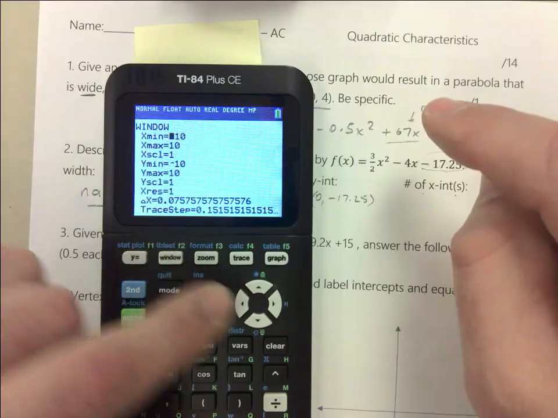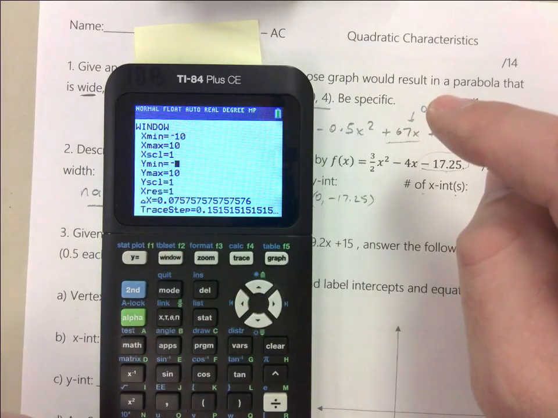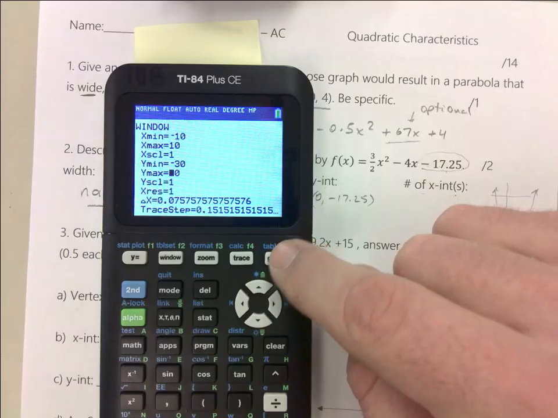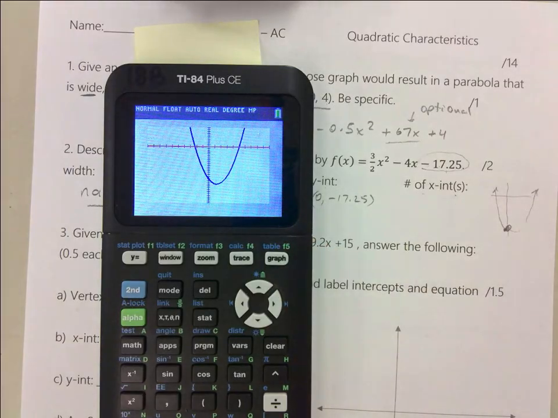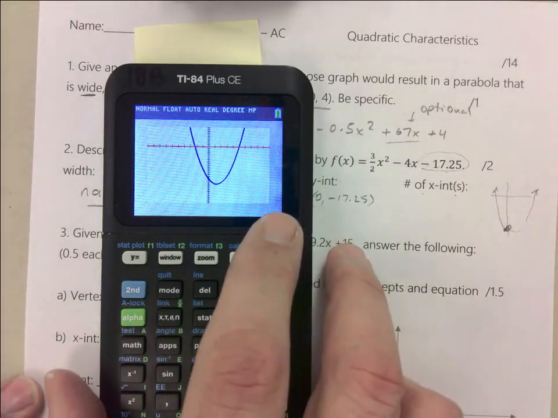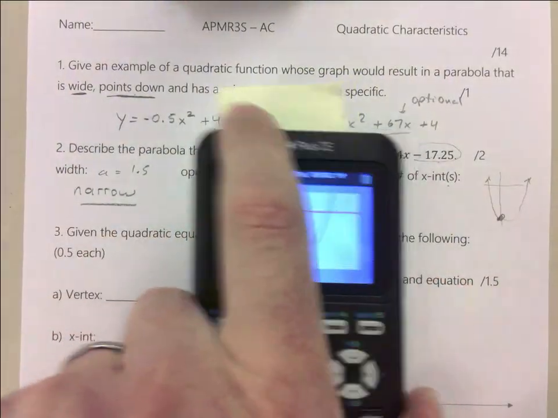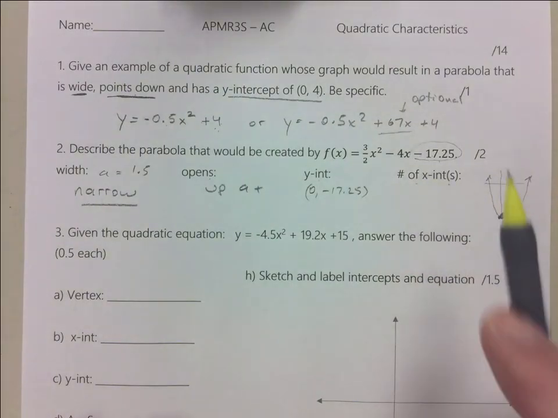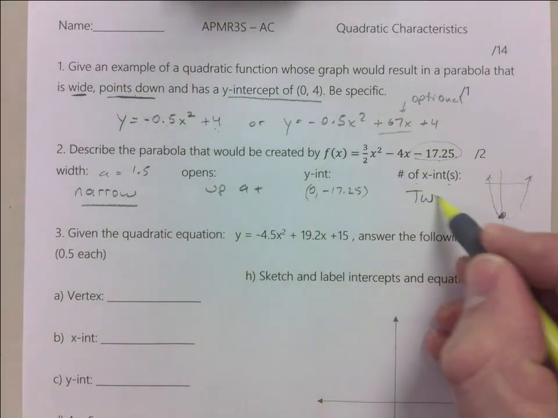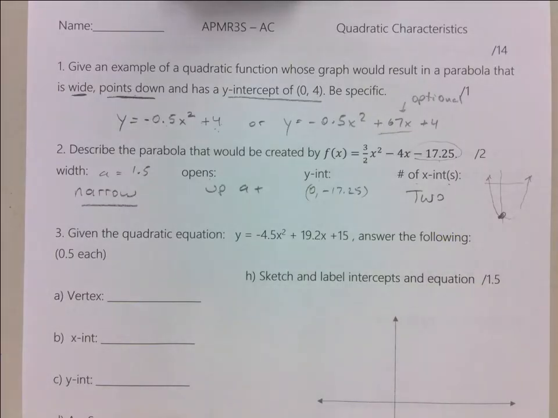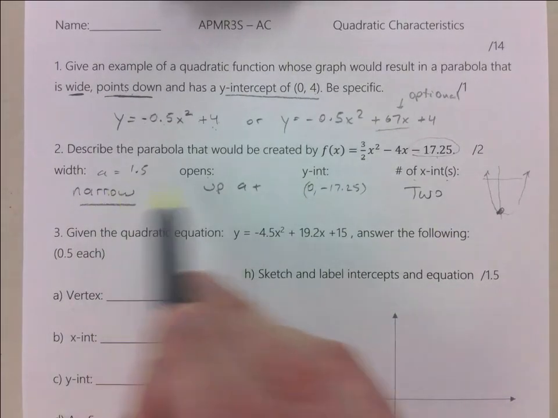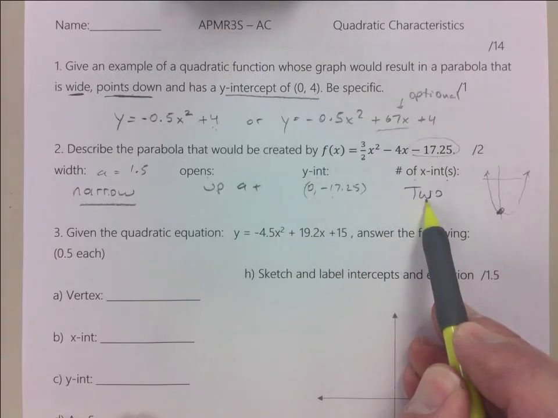So I'm going to go window. I'm going to change my y-min to, I'm trying negative 30. Let's see what happens. Beautiful window. Right? That's all you need. So that's something I want you to practice. Now, switching gears, we can tell that it crosses the x-axis twice, right? So I should say here, I never answered this, there are 2 x-intercepts. You get half a mark for each answer there.